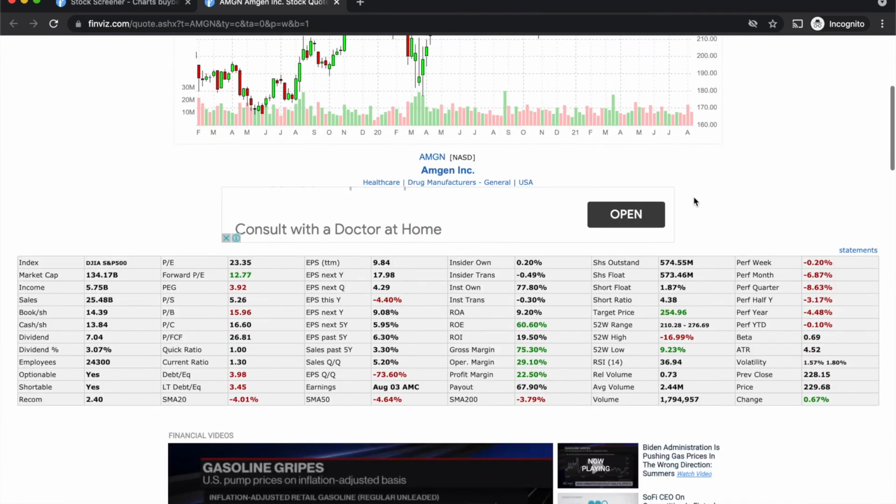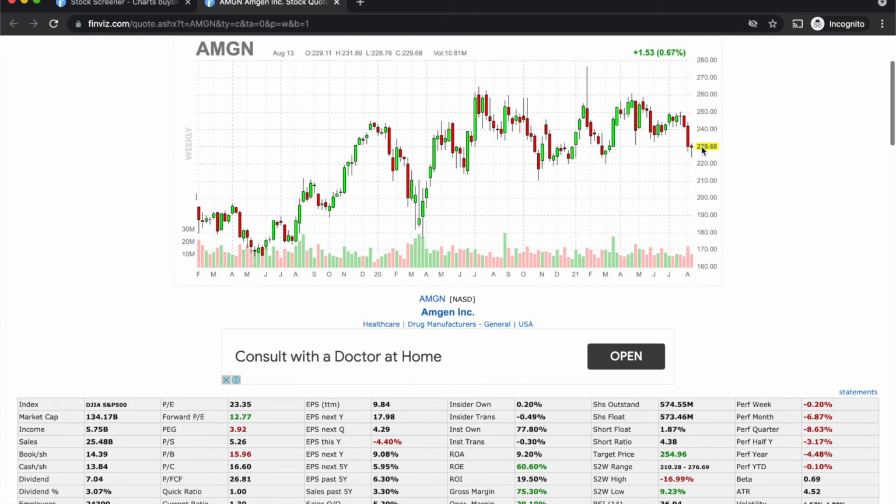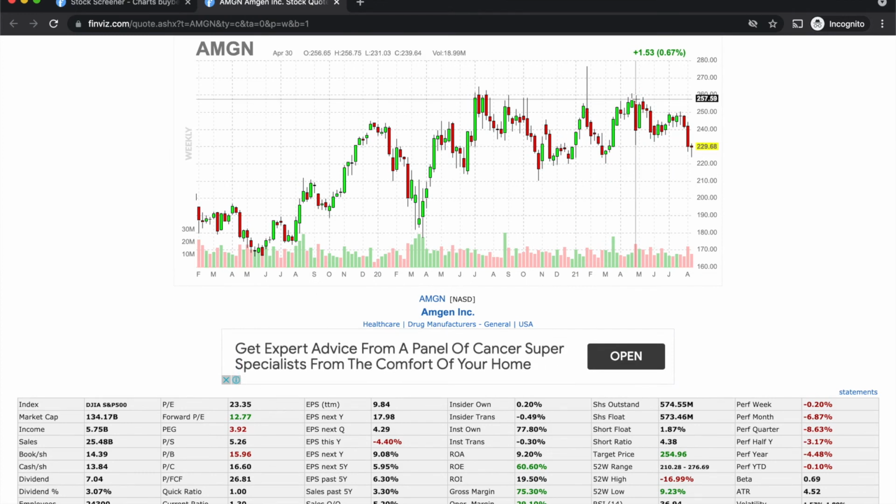So Amgen, you can see here, has a price target of almost $255. That's basically the upper price level, so the price target is pretty correctly set up. Whenever it reaches the price target, Amgen stock is coming down. So this can be a good opportunity to buy in.